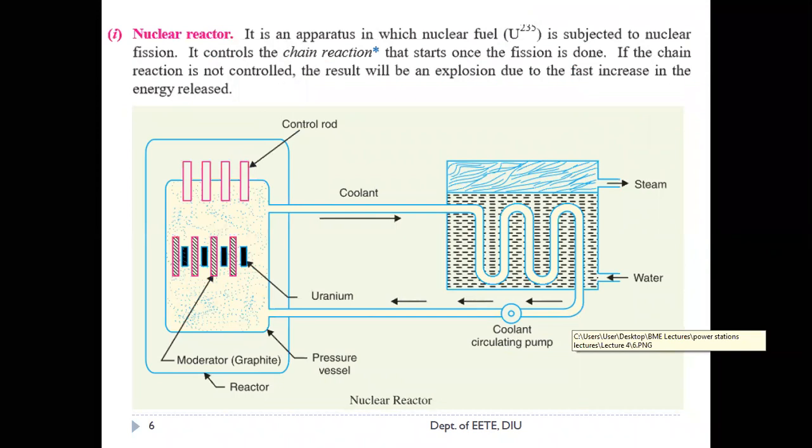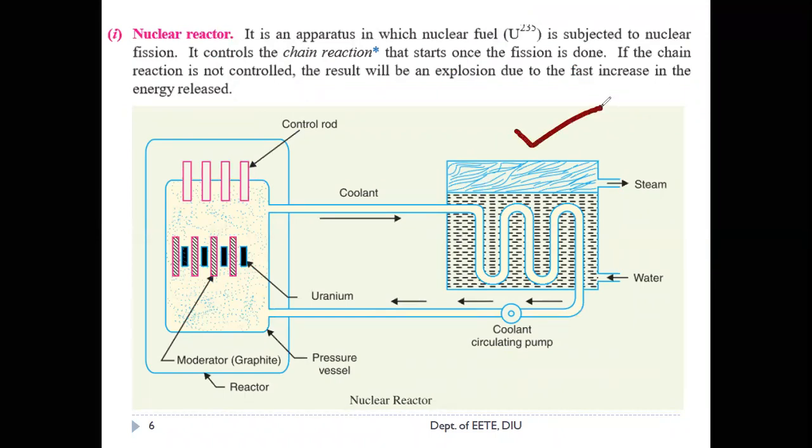If we say that this is the heat exchanger part, and this is the nuclear reactor part, then basically the heat exchanger is connected with the nuclear reactor, because here the heat is generated and transferred to the heat exchanger. So you see that these black lines are the uranium bars.